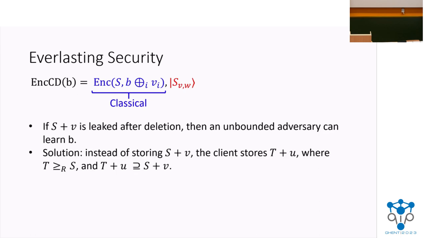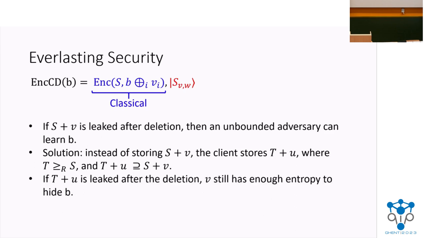So our solution is, instead of having the client use S plus V in their check, they'll use T plus U. T is a random superspace of S, and T plus U is the coset that contains S plus V. It turns out that T plus U is as useful to the client for verification purposes as S plus V is, but if T plus U is leaked, B is still statistically hidden. Essentially, the reason is that T plus U underdetermines the value of V. V still has enough entropy left in it to mask B.